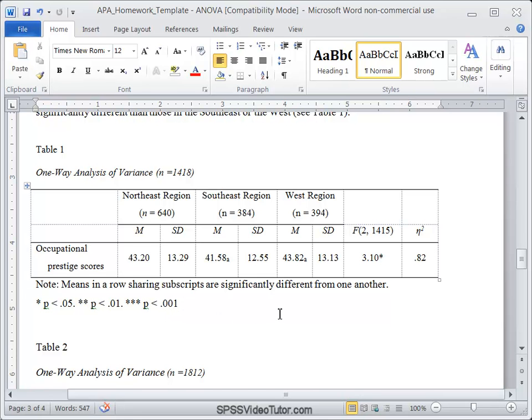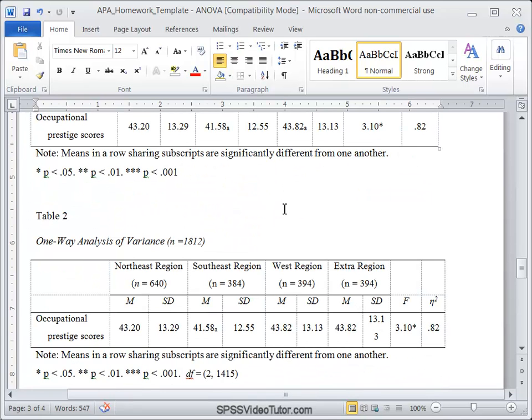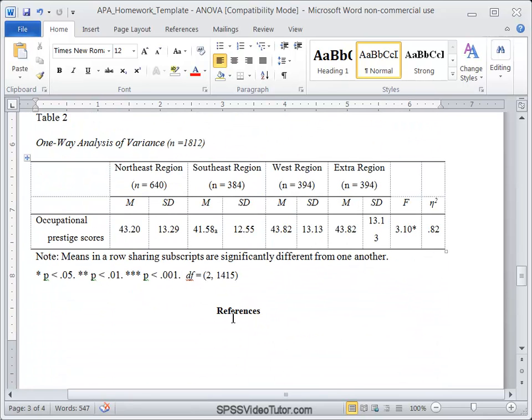Okay? Now if you have 4 groups, then you can use this table right here. But typically you're only going to have 3, but I wanted to provide that for you so that you could have it. All right?